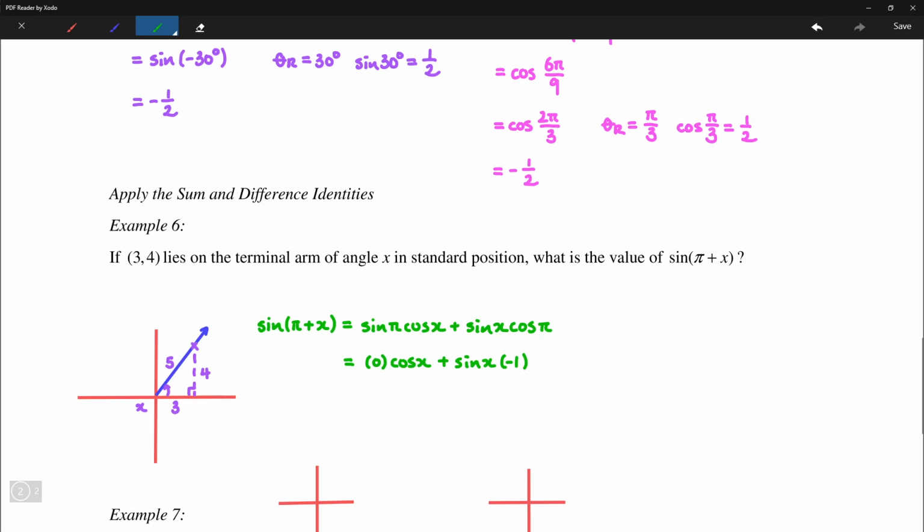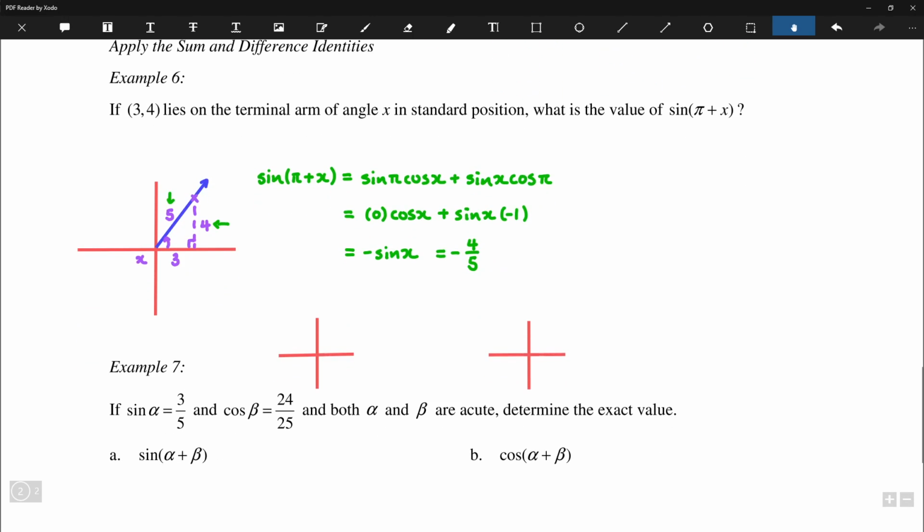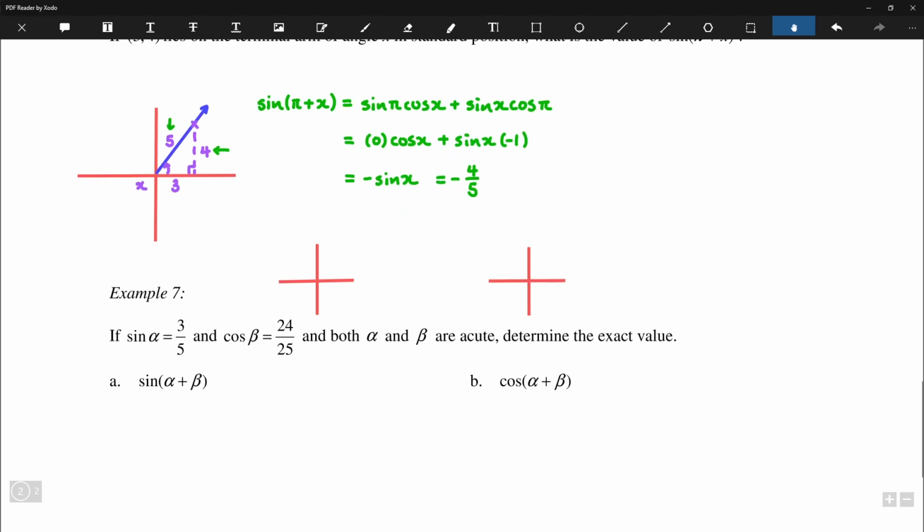So ultimately, this simplifies to just negative sine x. And as we know, sine x is equal to opposite over the hypotenuse, so we have 4 over 5. So this will just be negative 4 over 5. And that's it. So next question.